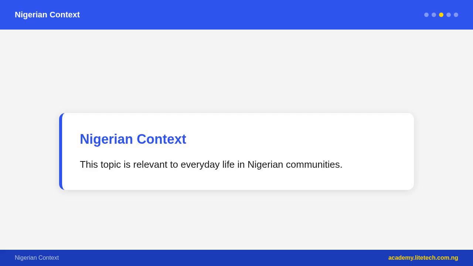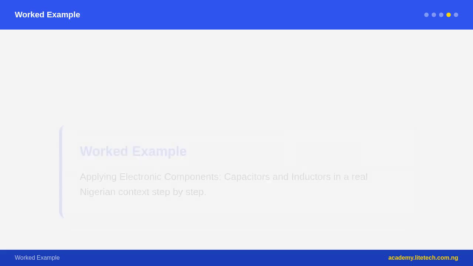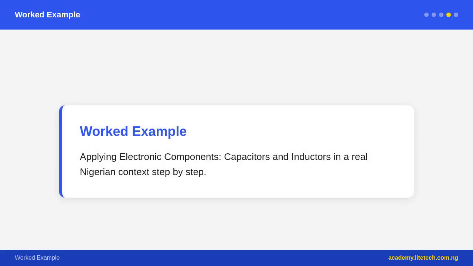Comparison. Capacitor, stores energy in an electric field between its plates, blocks DC, allows AC, unit equals farad. Inductor, stores energy in a magnetic field around its coil, allows DC, blocks high-frequency AC, unit equals Henry.